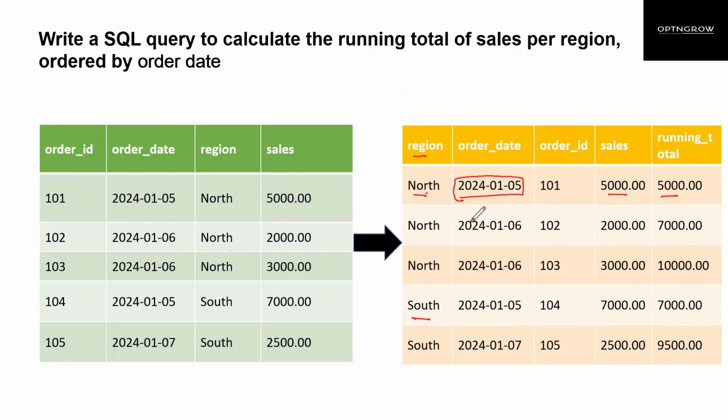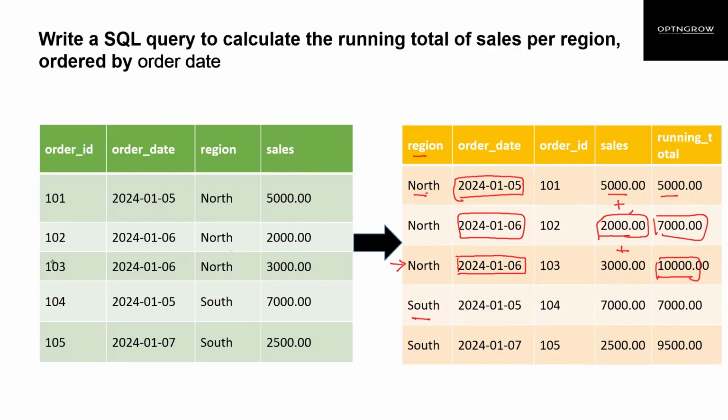Okay, let's move to the next row. In the next row, it's the next day, that is 6th of January. The sales made by the company is 2000, but if you see the running total, it's 7000. We are simply summing the value from the previous row, so 5000 plus 2000. Let's talk about the third row. Again, the transaction is made on 6th of January, and the running total is 10,000. So 10,000 is simply the sum of 5,000, 2,000 plus 3,000.